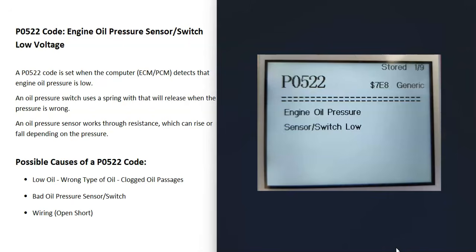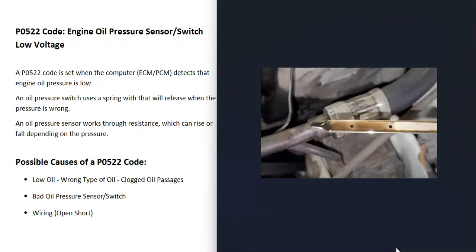And so what are some possible causes of a P0522 code? Well, the first thing that could cause this is low oil or the wrong type of oil was used. So go check your oil, be sure it's at the right level, because if it's not, that's going to cause low oil pressure and it's going to trigger that switch. Also, if oil was recently added or you recently had an oil change, it's possible that the wrong type of oil was used. If the oil is too thick for the engine, then that can also cause low oil pressure.